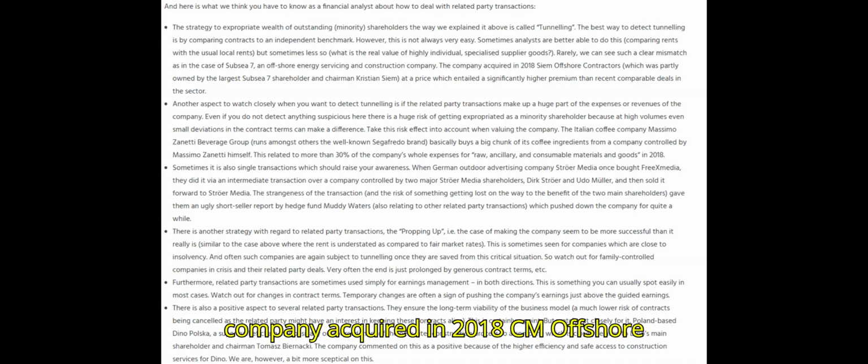The company acquired CM Offshore Contractors in 2018, which was partly owned by the largest Subsea 7 shareholder and chairman Christian CM, at a price which entailed a significantly higher premium than recent comparable deals in the sector.